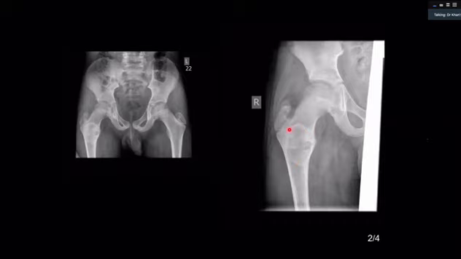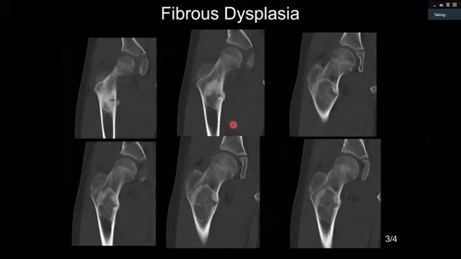If you see, a pathognomonic finding is this sclerotic rim around the lesion, and if you look at CT, this is very good for learning what is happening inside.